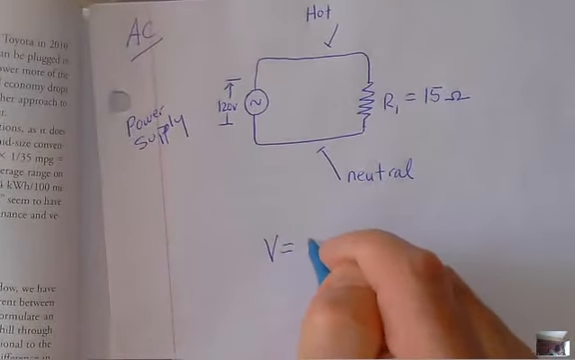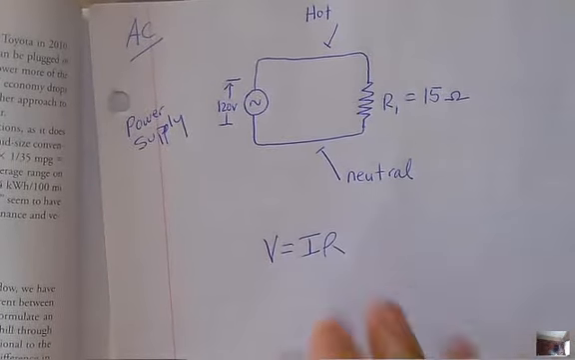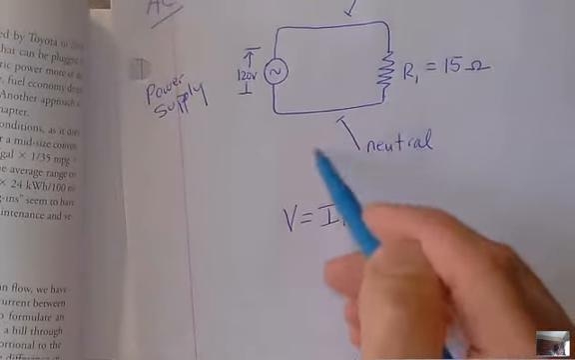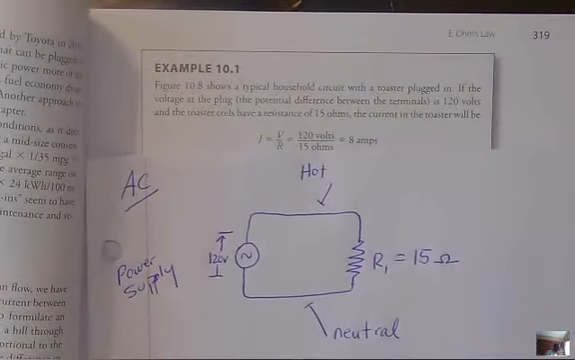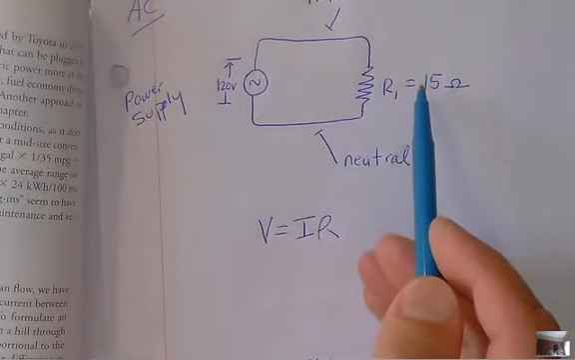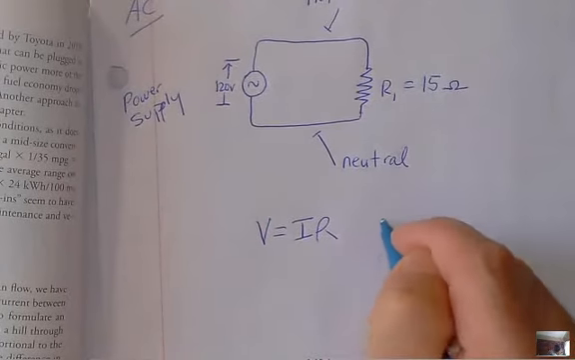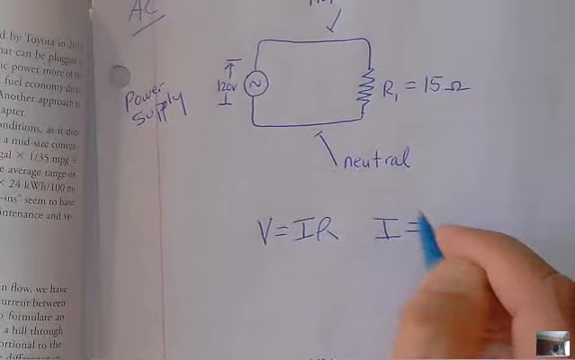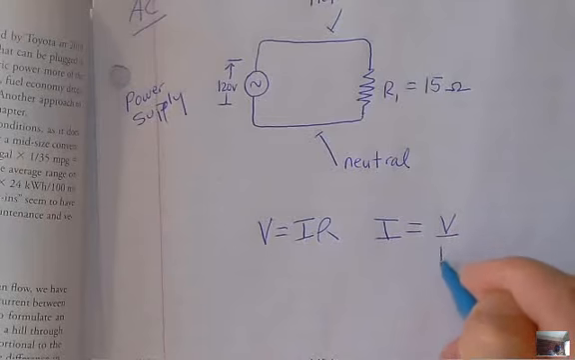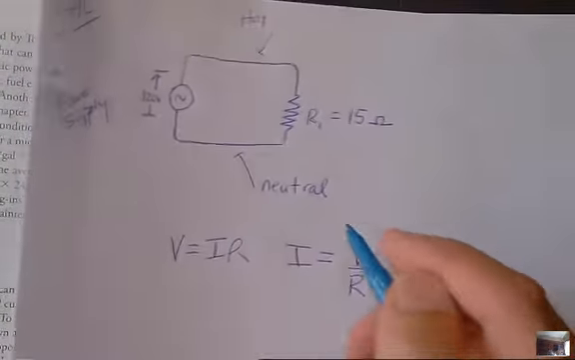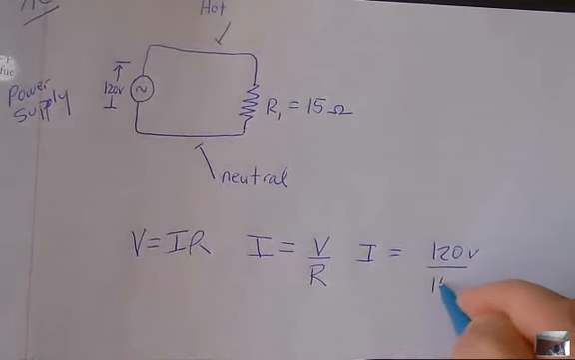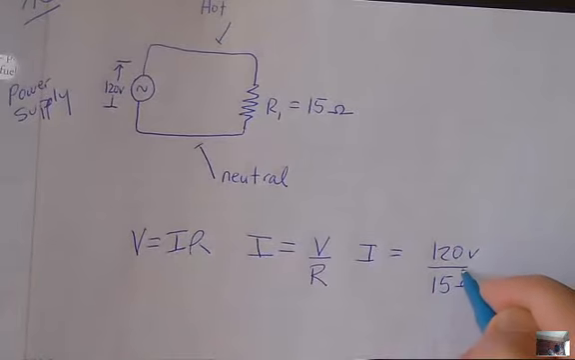We have the voltage is equal to I times R, right? That's always the case. In this case, they want to know what the current going through the system is. We can calculate that because the voltage that comes from the line doesn't change and the resistance in the toaster doesn't change. So V is equal to IR, and I want to rearrange that for I. Divide both sides by R: I is going to be V over R. And then the last step, I is going to be 120 volts divided by 15 ohms.